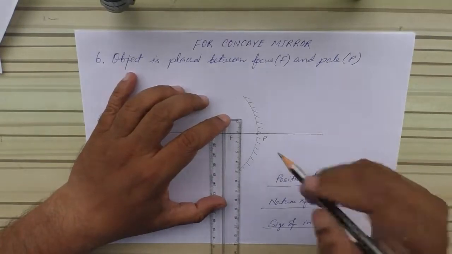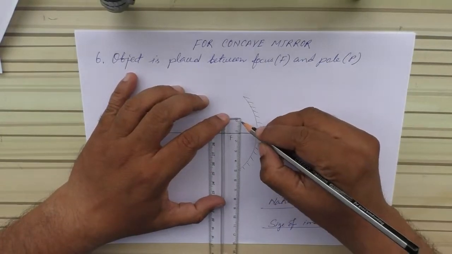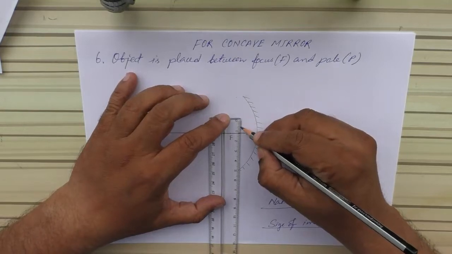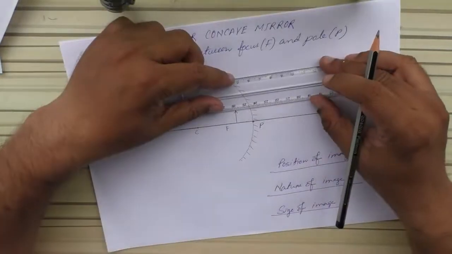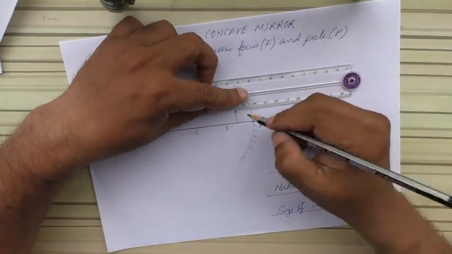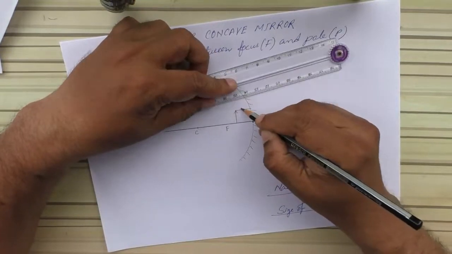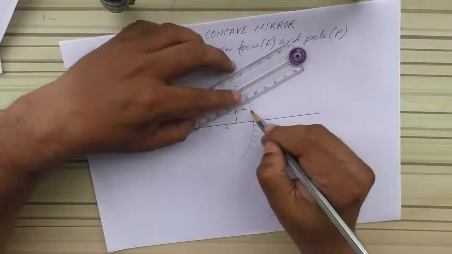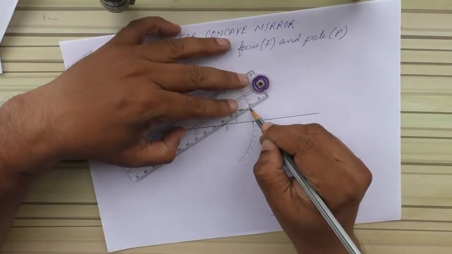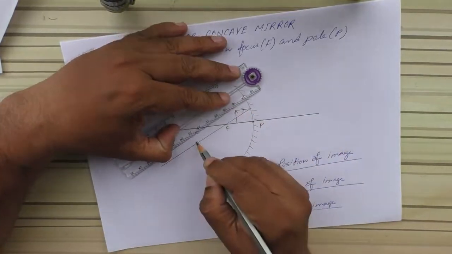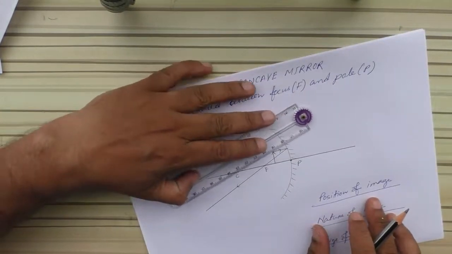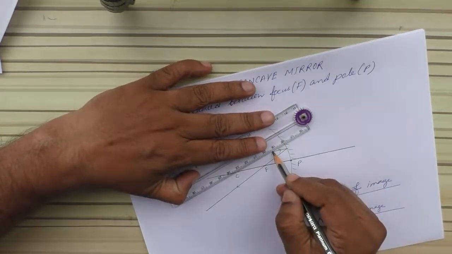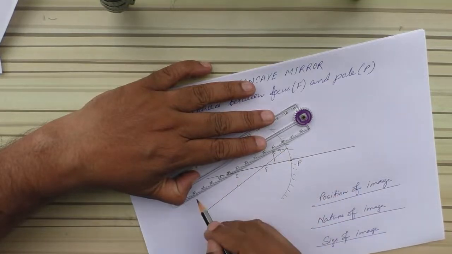We can consider a smaller object between focus and pole, and a ray of light incident parallel to the principal axis. After reflection, we know that this light ray passes through focus. I am considering another light ray incident normally. And for normal incidence, we know that after reflection it will pass through the center of curvature.